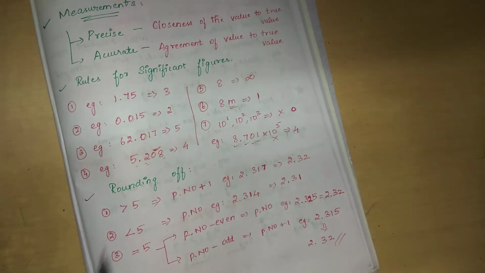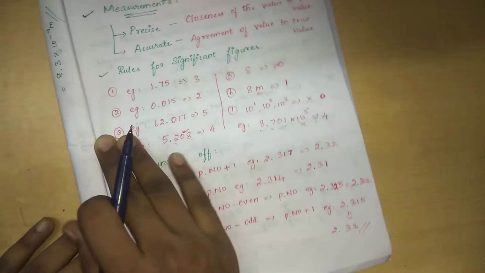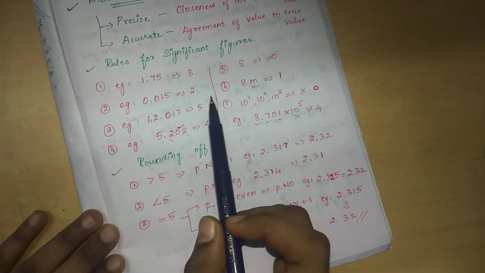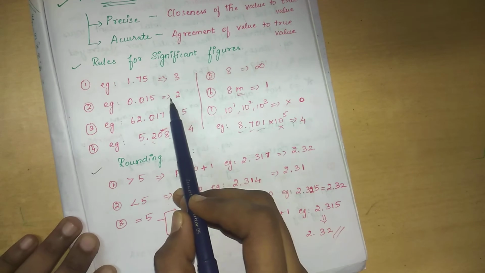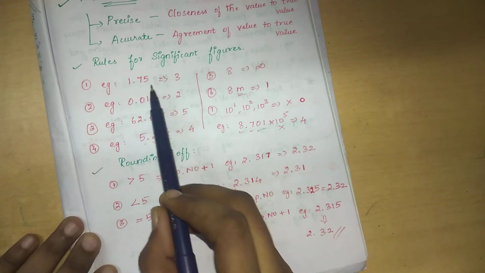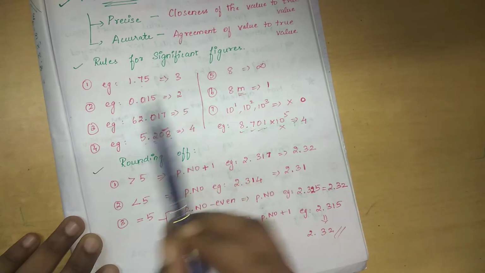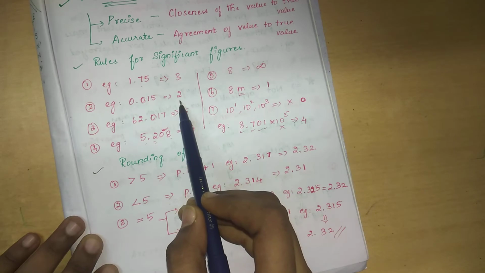Next, for finding out the number of significant figures, certain rules are followed, and I am giving you examples. First one, all non-zero constants are significant. Like in 1.75, all three non-zero constants are significant and the number of significant figures is 3. Next, 0.015 has only two significant figures.